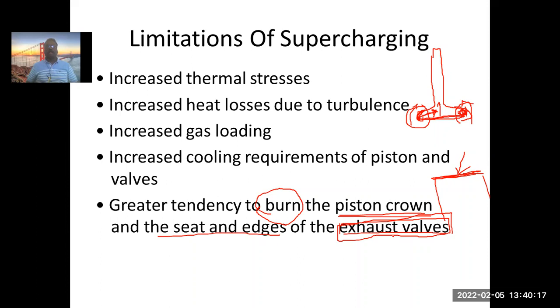Sir, increased gas loading. Increased gas loading means increased mechanical stresses. What is mechanical stresses? Mechanical stresses means stress. What is the definition of stress? Can anybody give? Pressure upon area. Pressure upon area. So when the pressure is increasing, what happens to the stress?